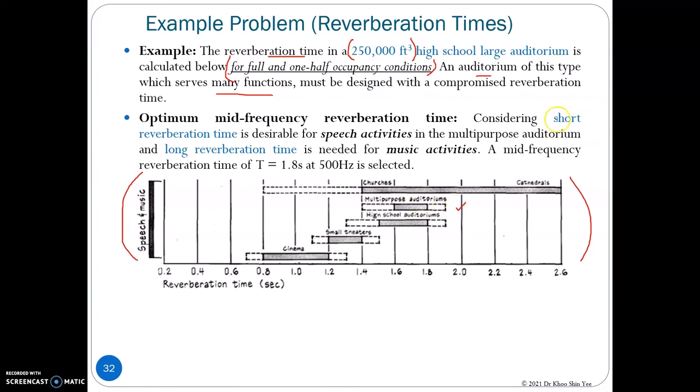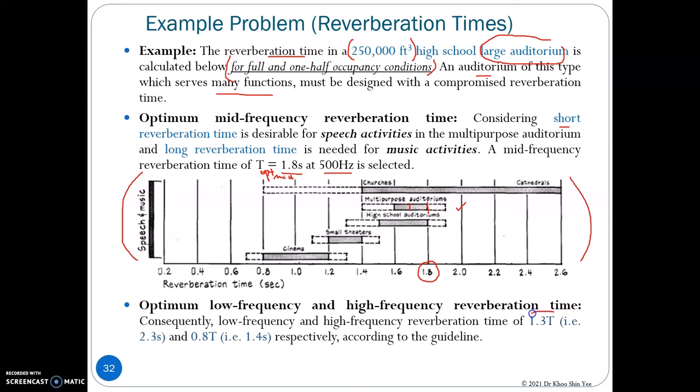We have discussed previously that short reverberation time usually is desirable for speech activities, while long reverberation time is needed for music activity. Instead of choosing the optimum time at the center here, since we have a large auditorium, therefore we choose the optimum time at the upper limit here to be 1.8 seconds. This represents the optimum time at the mid frequency around 500 Hz.